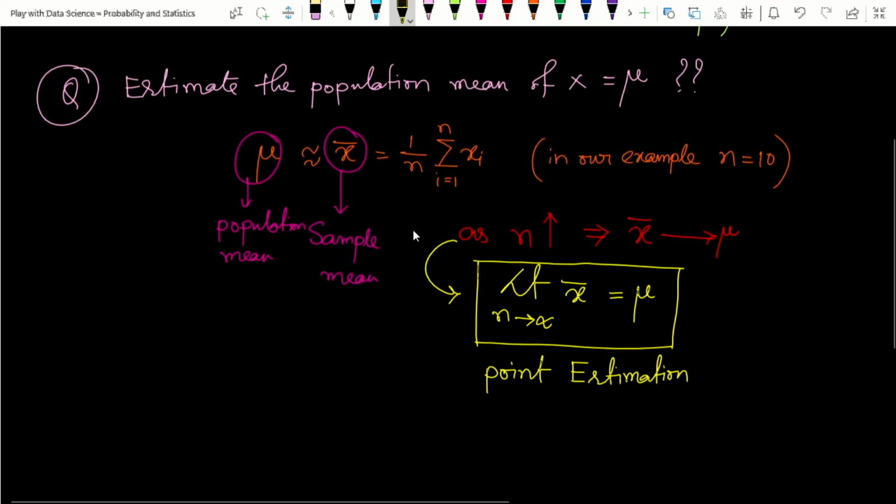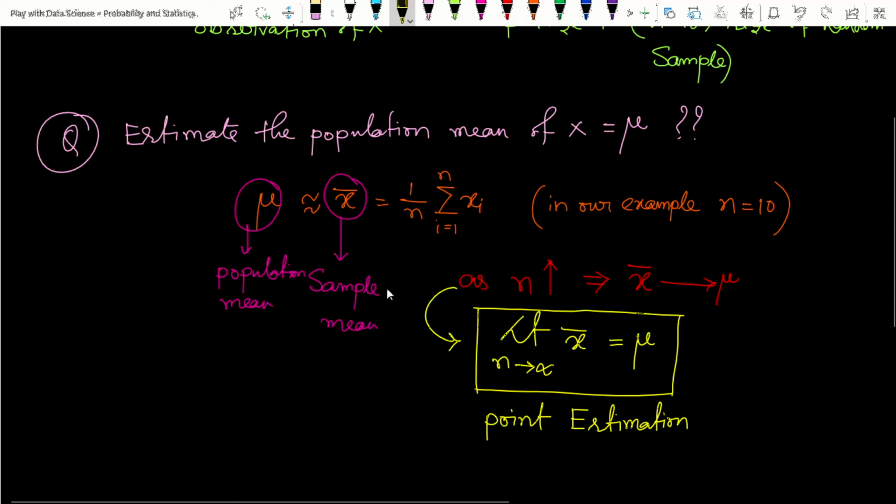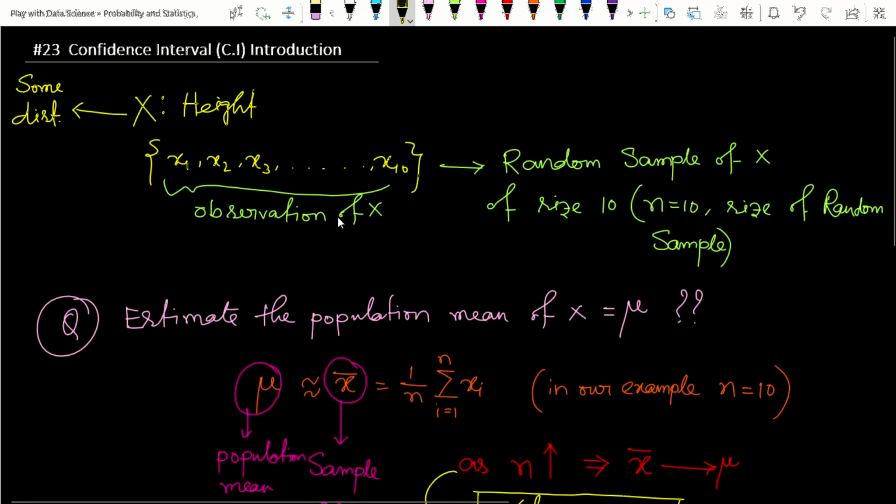Now the drawback of this point estimation is that if we increase n to infinity, it means we have to collect a very large amount of observed values. Sometimes this is not possible. This is the main drawback of point estimation.